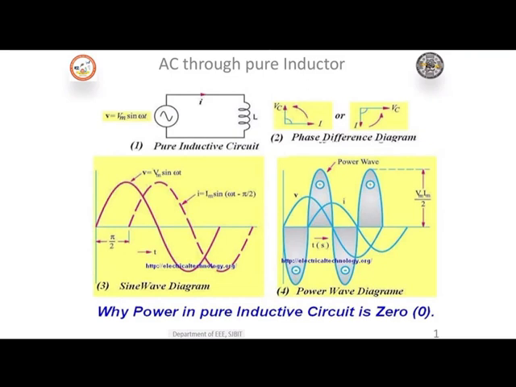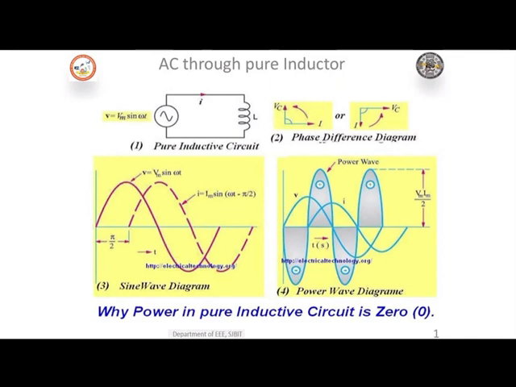So next we'll discuss the alternating current through a pure inductor. In the previous case we discussed alternating current through a pure resistor, right? Both voltage and current will be in phase. So obviously whatever power you want to get will always be positive. It will consume the power. That's why in the case of a resistor we get the power in the form of heat dissipation. It will always be consuming the power.